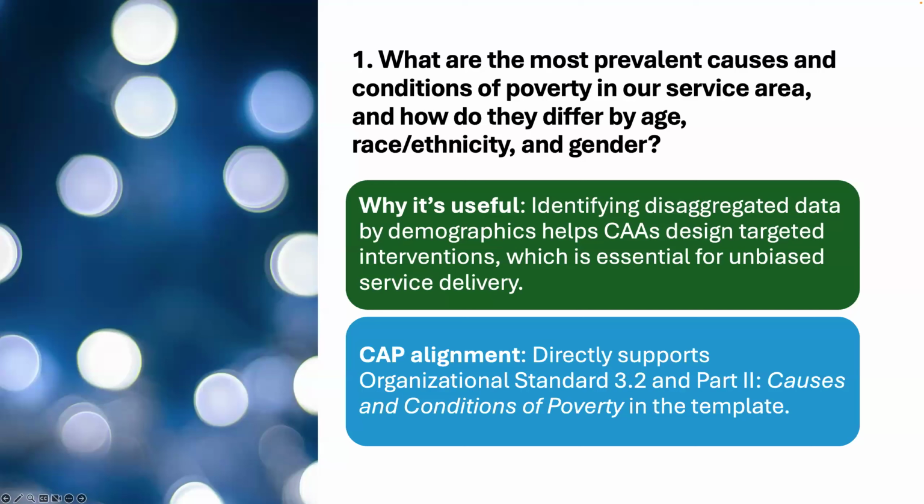So the first thing that we want to ask of our data is, what are the most prevalent causes and conditions of poverty in our service area, and why is that useful? Well, we need to break down the demographics because we need to know that our interventions are working in ways that align with other data collection tools. In our CAP, and the CAP, of course, is the Community Action Plan, so we'll just call it CAP for now. So in your CAP alignment, it directly supports org standard 3.2 and part 2, the causes and conditions of poverty in the template. So you take that information and put it in that part of your application.